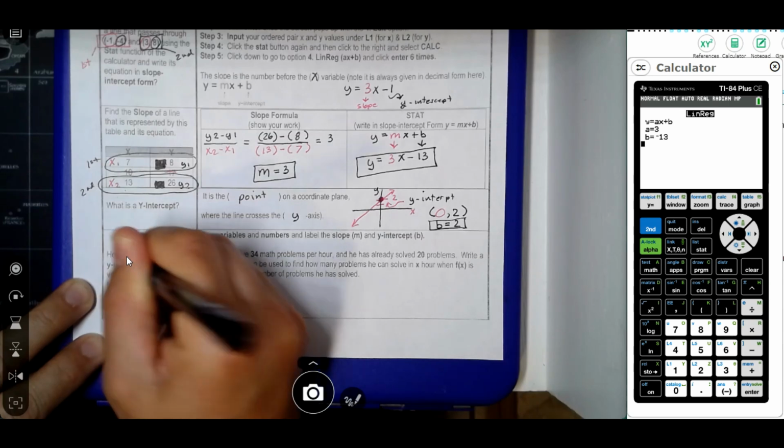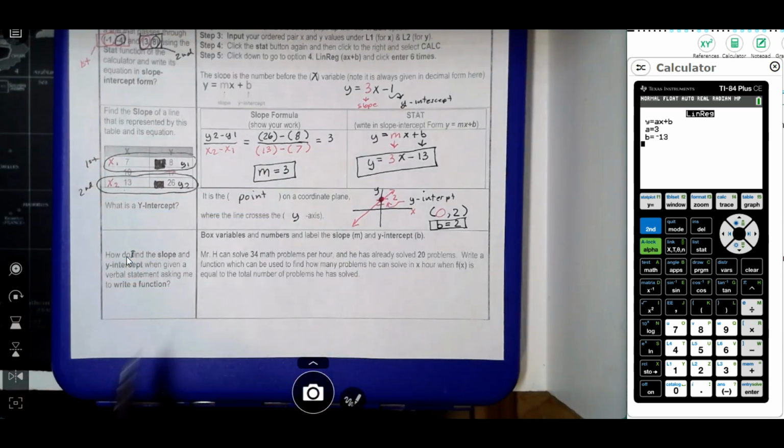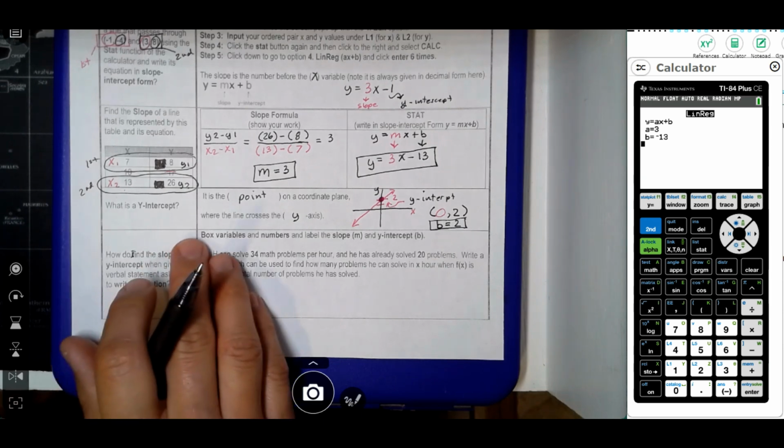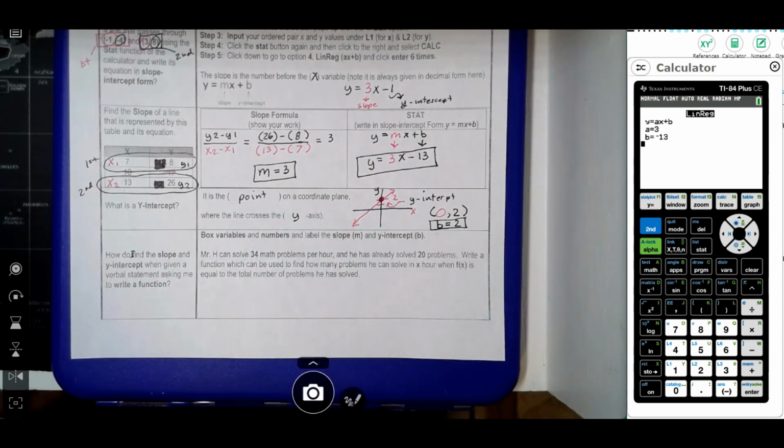So how do I find the slope and y-intercept when given a verbal statement asking me to write a function? Okay, so I'm going to show you an easy way to do it. And as I tell many of you, I have a reading disability, so I have an issue when I read text, especially when the text is very long. So I follow this process that you see up here at the top, and it makes it very easy for me to identify what's the slope and what's the y-intercept.